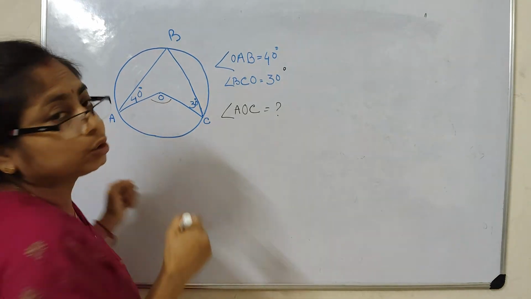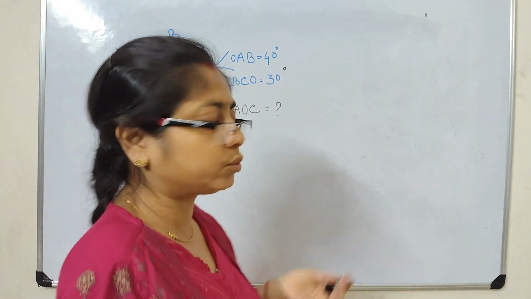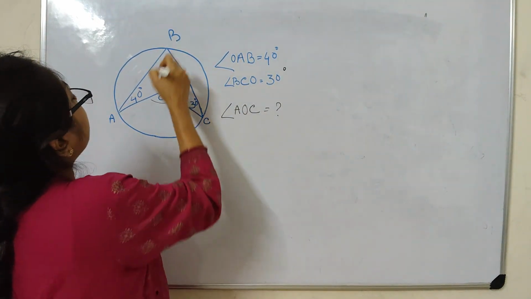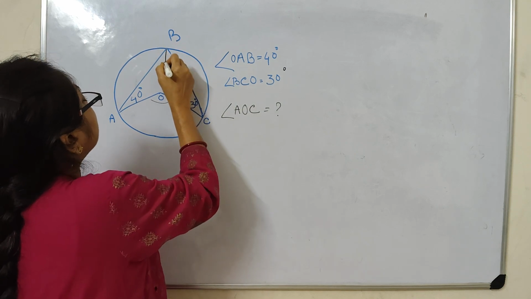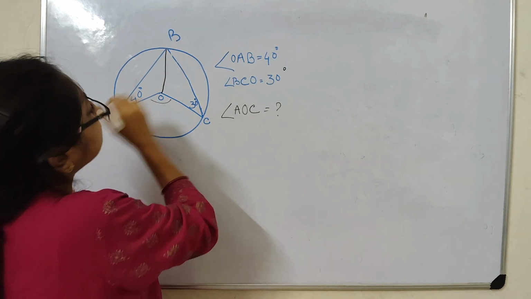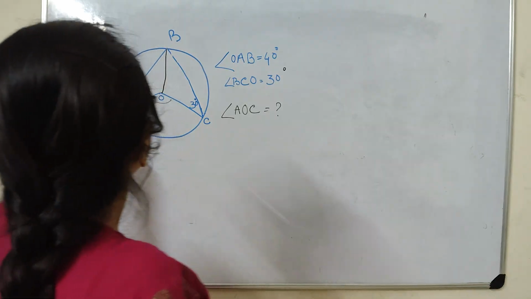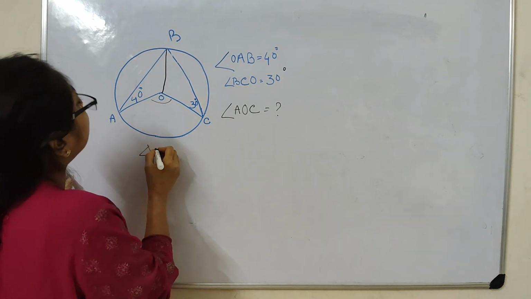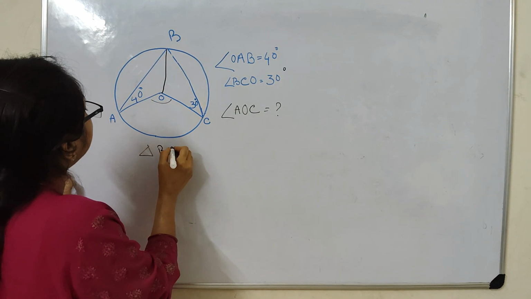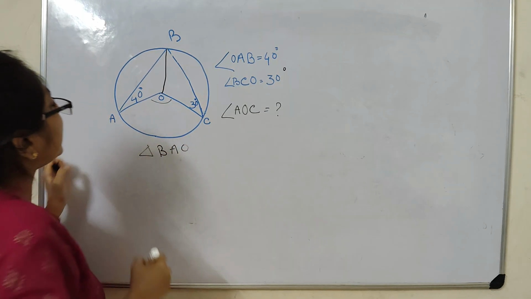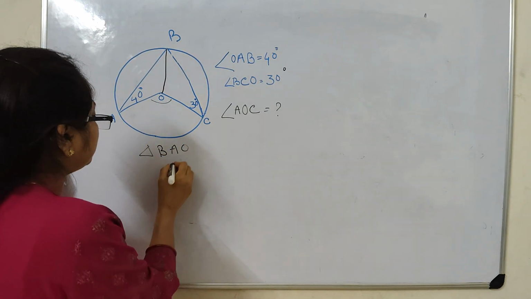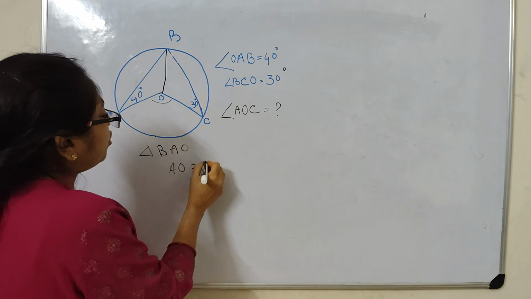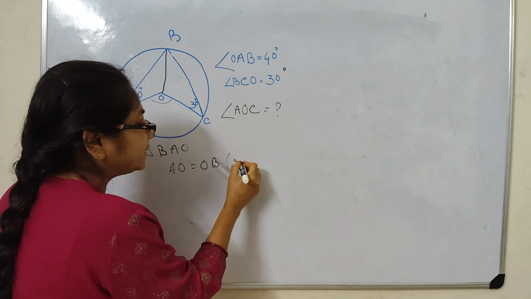This angle. So for that reason, what I am doing first, you first join OB. Then it makes a triangle. Now you take triangle BAO. Triangle name BAO. In this triangle, AO is equal to OB because these two are radii.